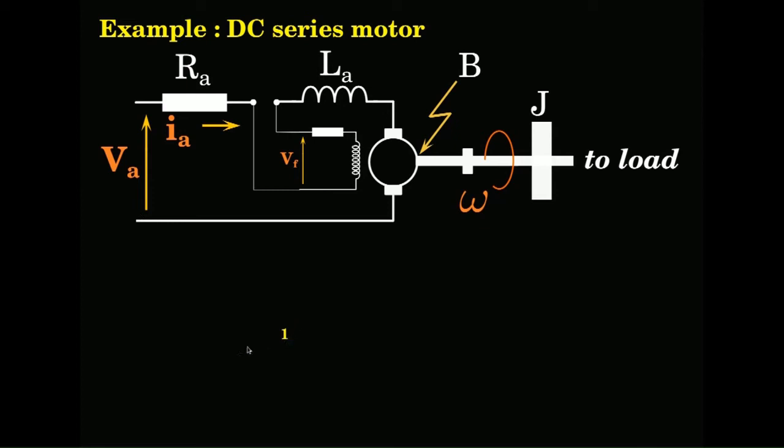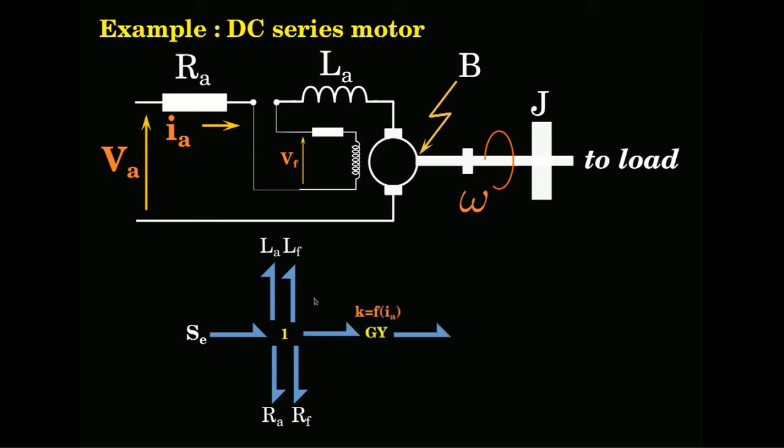So, I put one junction, and you have the source coming for this VA. You have LA, and LF is also there, connected to the same junction. Then there is RA and RF, also connected to the same junction, having the same flow. Then there is one more thing, which is the gyrator, this back EMF block.